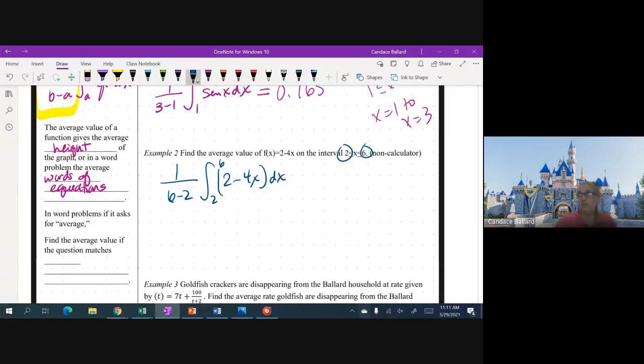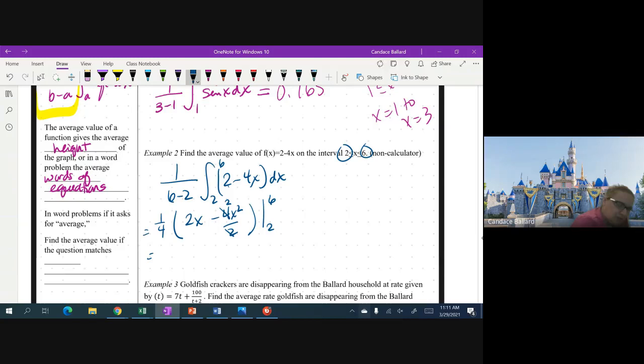This is super basic integration. Out in front I'm going to get a 1/4. When we integrate the 2, we get 2x. When we integrate the 4x, we get negative 4x squared over 2, which reduces to a 2. We're going to calculate this from 2 to 6.